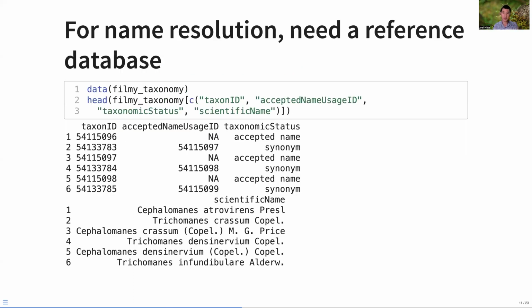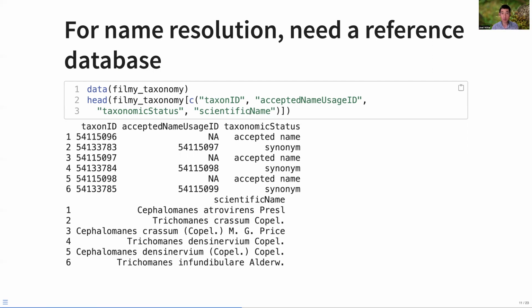Okay, so those were examples of matching names. But what we really want to do is resolve names, right? Resolve synonyms. And in order to do that, we need a reference database. So taxastand comes with an example reference database, just a very small one, so you can see how this works. And this is a database of filmy ferns. So the data is called filmy_taxonomy. The names I was showing earlier also happen to be filmy ferns, a group that I work with.